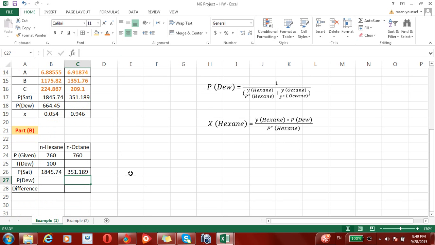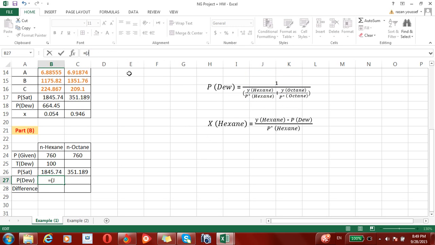Okay, so now we found the saturated pressures. If you notice, it's the same answer as in part A, because I assumed the same temperature. I didn't mean to, but let's go with it. Now for the P dew calculation, I will also use the same equation that we have here. Okay, I did something horrible.